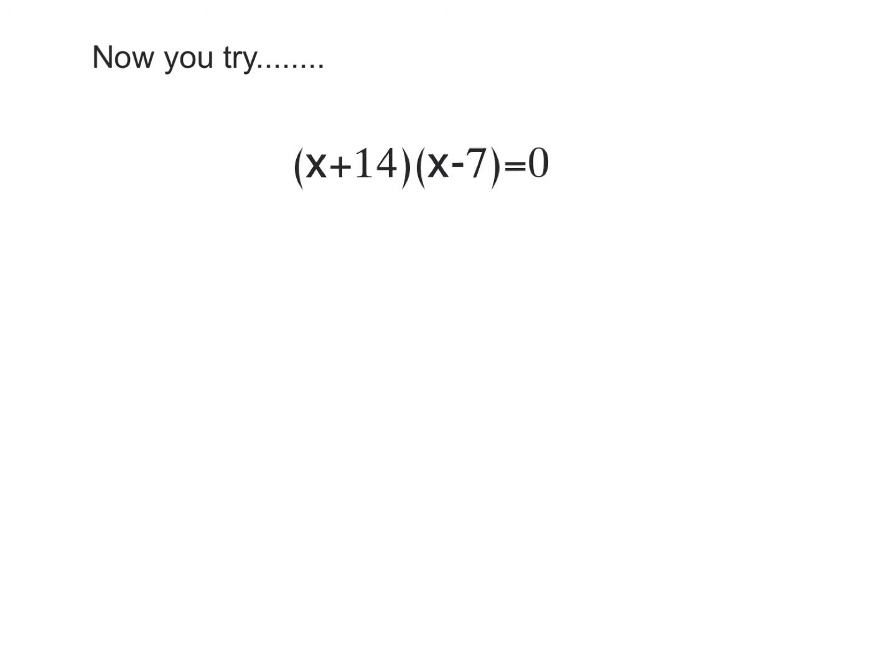Alrighty, folks, I'm back. Alright, so here we go. First things first, does one side of this thing equal 0? Why, yes, it does. So we're all set there. So now I'm going to pull these pieces apart: x plus 14, x minus 7, equals 0. We've got to set these pieces equal to 0 now.